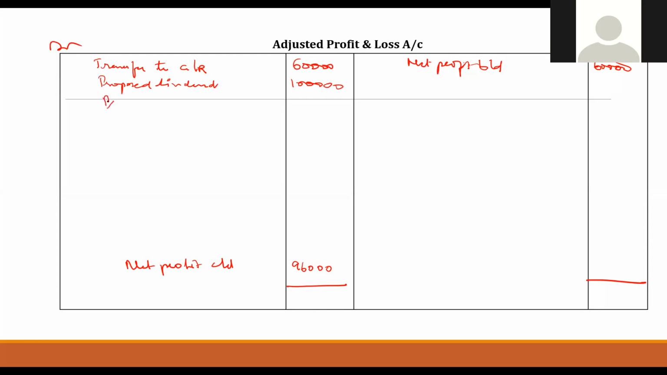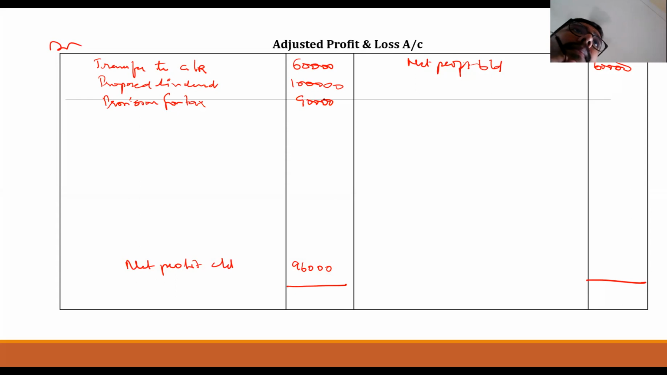Provision for tax. From the account, 90,000. How did provision for tax come to 90,000? The difference amount, that is 20,000, plus the adjustment amount, tax paid. 20 plus 70, we get 90,000. Or else this is the balancing figure after preparing the provision for tax account.